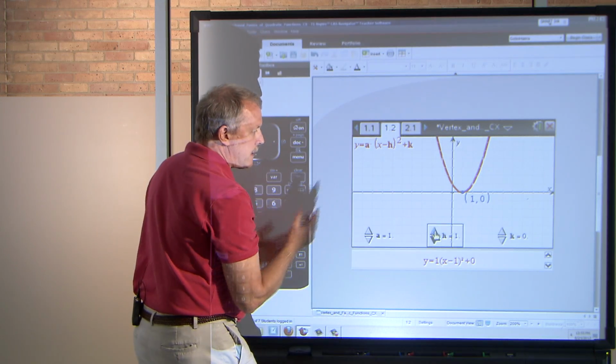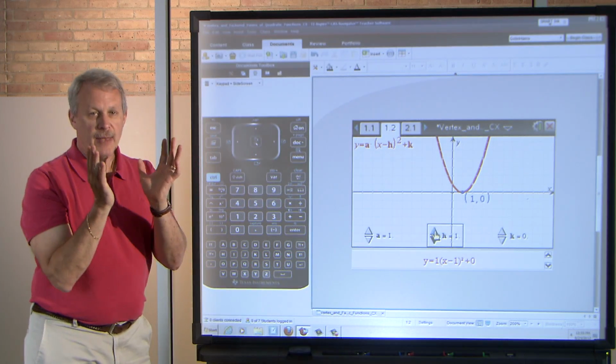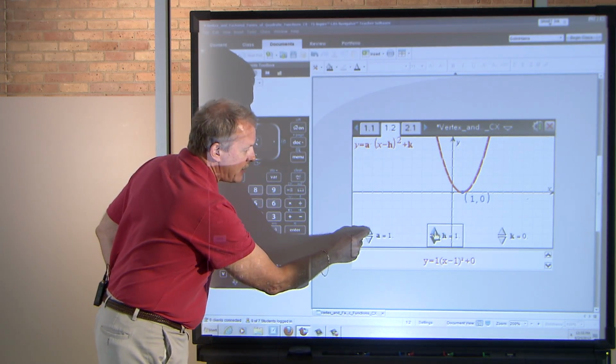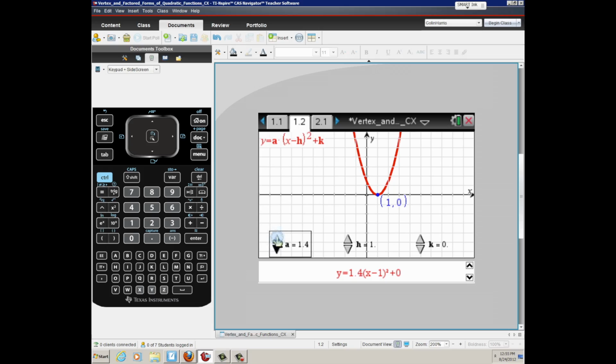I can also look at the coefficient, the A value, and see if I increase A, how that makes the parabola narrower, because it's going up faster. And then I can also decrease the value of A, and you can see how that makes the parabola wider. Now I'm going to go down to 0. 0 is kind of a silly one here. We just get the graph y equals 0, or the x-axis.